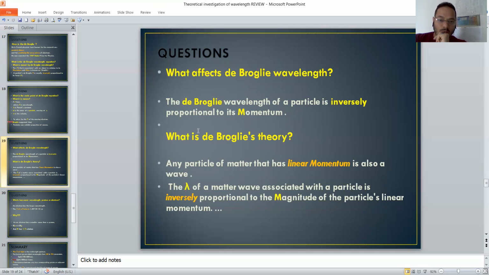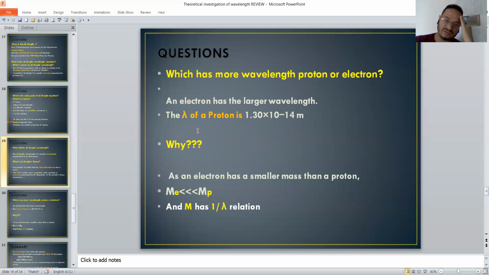Let's come back to what the de Broglie theory is. Any particle of matter that has linear momentum is also a wave. That means here we're dealing with a condition: any particle that has linear momentum is honestly a wave. The wavelength of a matter wave associated with a particle is inversely proportional to the magnitude of the particle's linear momentum. This is the third element: the wavelength is inversely proportional to the magnitude of the particle's linear momentum.